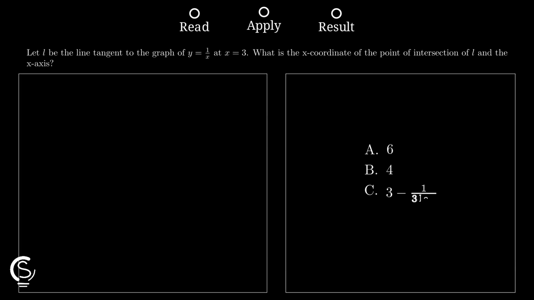First, we need the slope of our function. The derivative of 1 over x is negative 1 over x squared. This power rule application is the foundation for our entire solution.